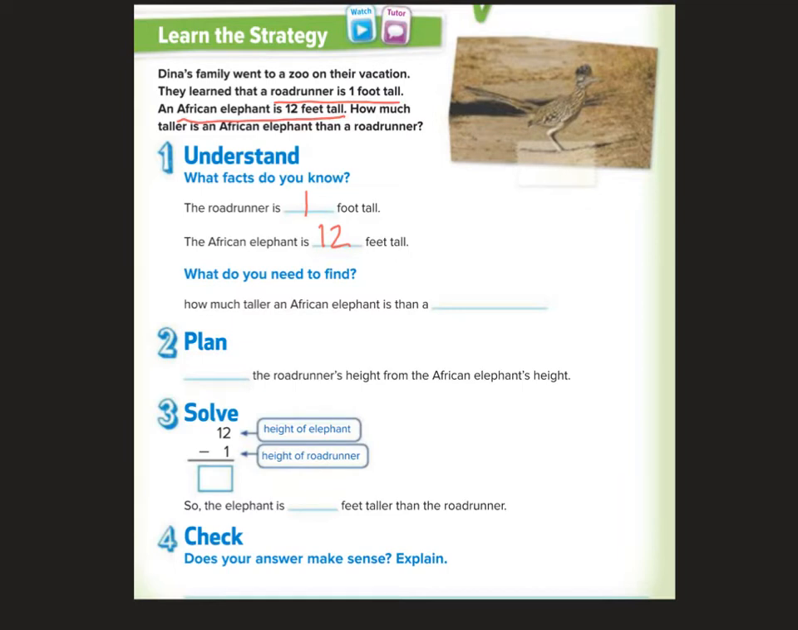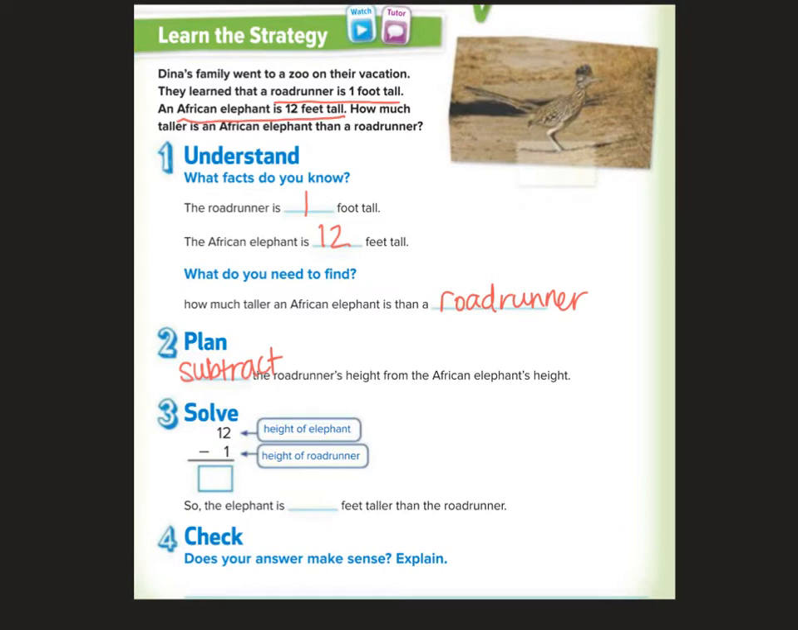Now we need to ask ourselves, okay, now I know the facts. I need to know, what should I try to find? We want to know how much taller an African elephant is than a road runner. Okay, so our plan is we are going to subtract the road runner's height from the African elephant's height, right? We wouldn't add 12 plus 1 to see how much taller the elephant is. We know we need to subtract 12 minus 1.